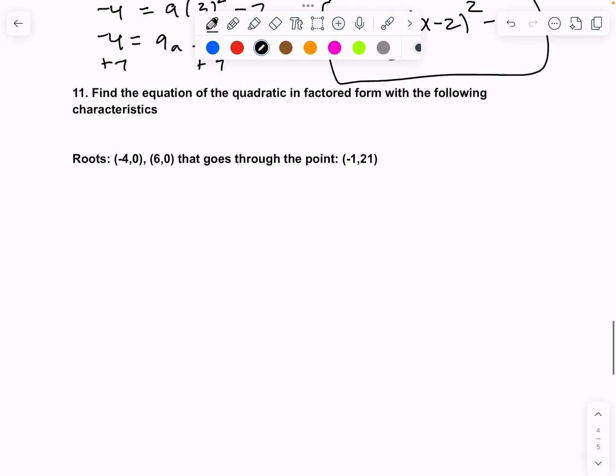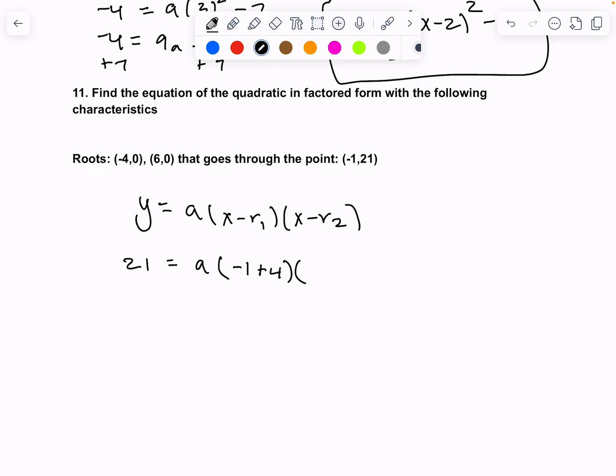Okay, we got to do this one in factored form, so I want to write it like this. And once again, I'm solving for a. Okay, so y is 21. We don't know a. X is negative 1, and the first root is negative 4, so I'm going to say plus 4. And the second root is positive 6. So x is negative 1, and I'm going to say minus 6 for positive 6. Okay, we're going to do inside the parentheses first. Negative 1 plus 4 is 3. Negative 1 minus 6 is negative 7.